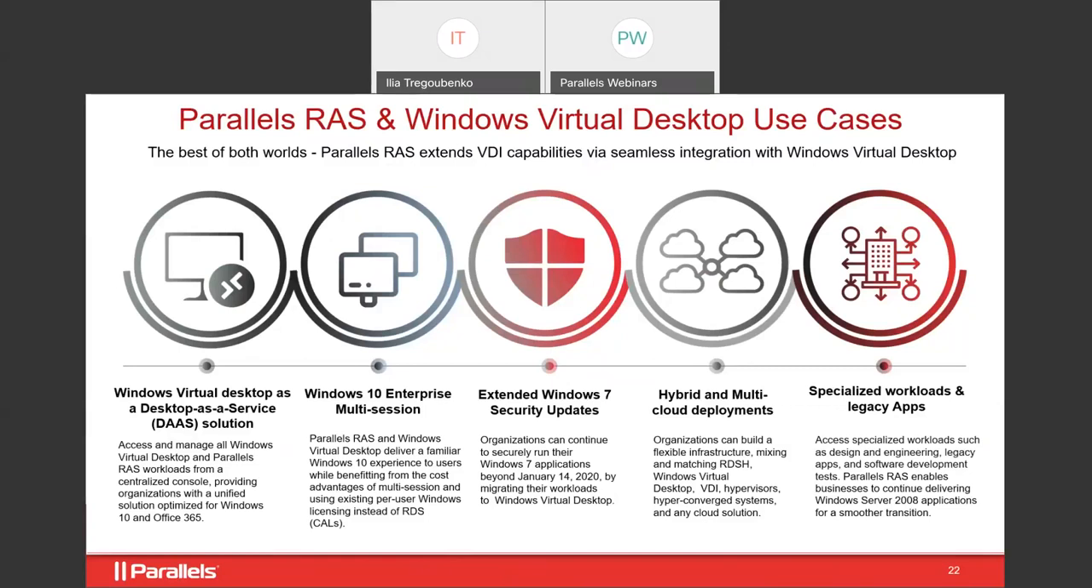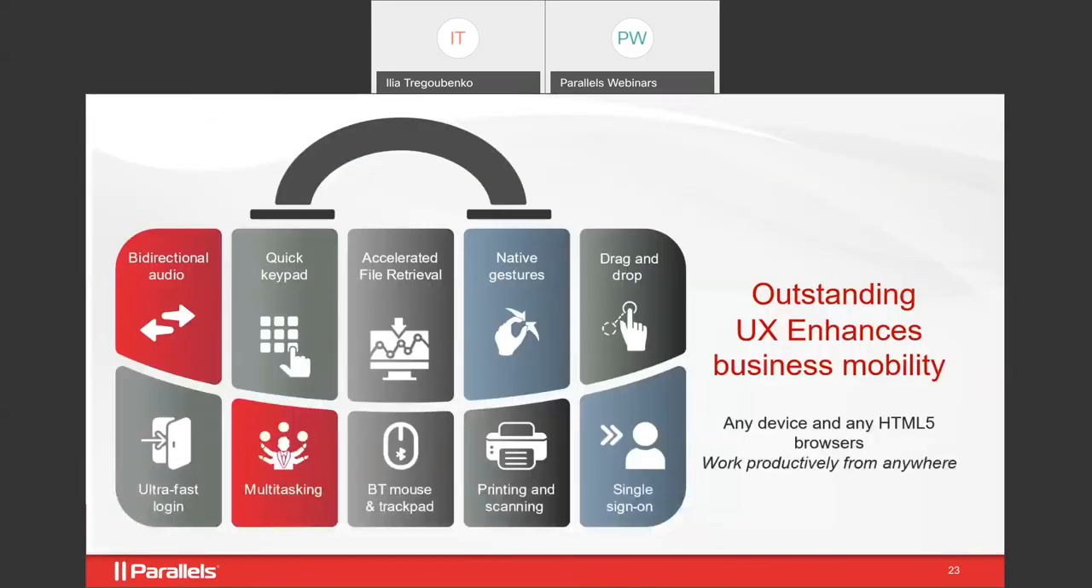Specialized workloads and legacy apps. Access specialized workloads such as design and engineering, legacy apps and software, and development tests. Parallels RAS enables businesses to continue delivering Windows Server 2008 applications for a smoother transition. All right, so we'll look at some of the features that enhance business mobility.